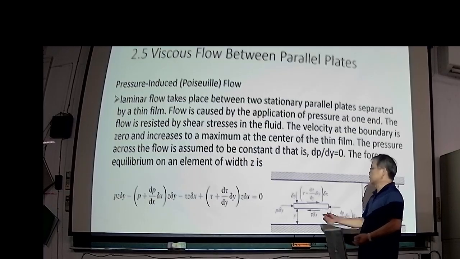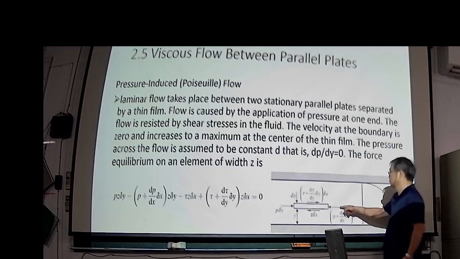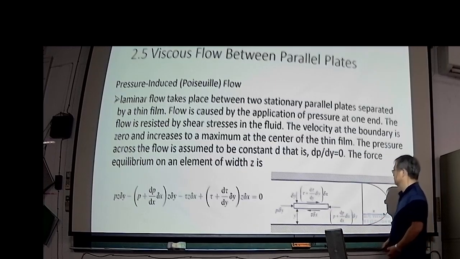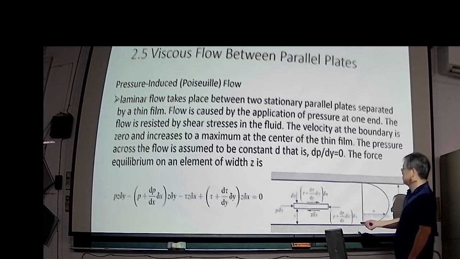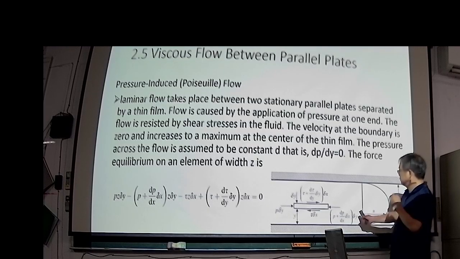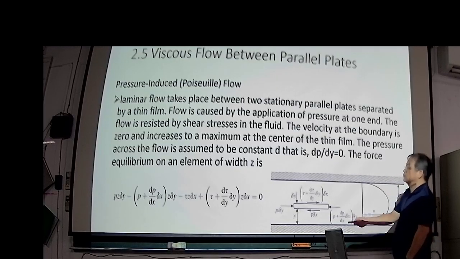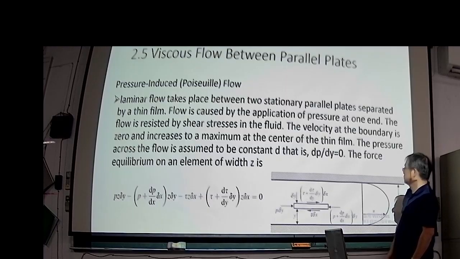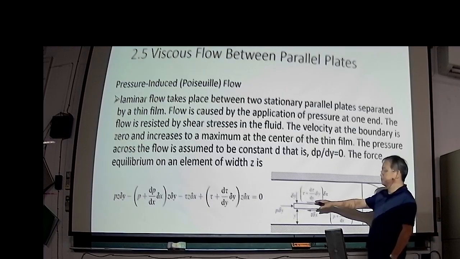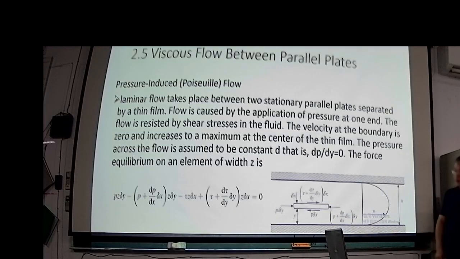Multiplied by the thickness. The other side is also in the opposite direction, plus the partial derivative over dx, delta x, delta y, multiplied by the shear stress, okay, minus direction. So all the forces in the x direction, the summation of force in x direction should be equal to 0.